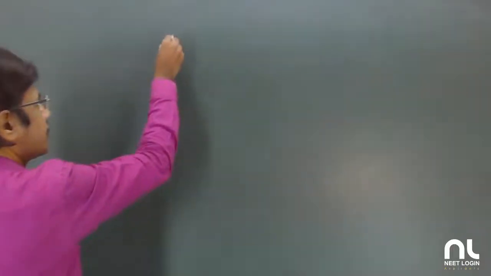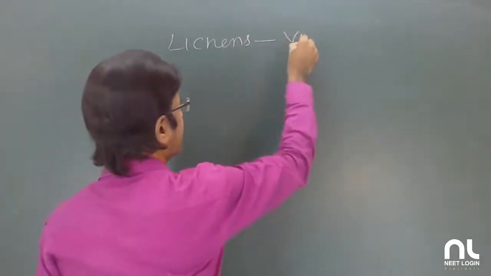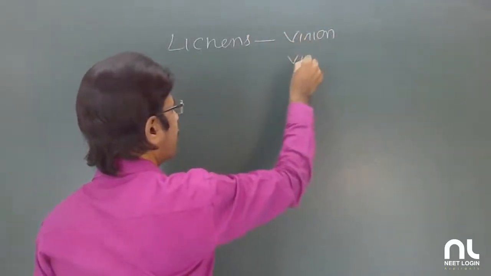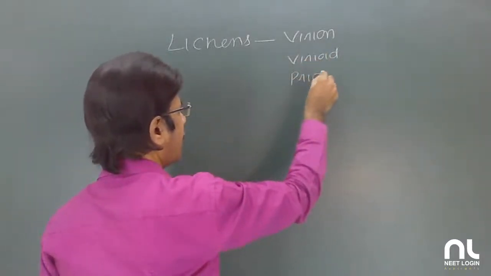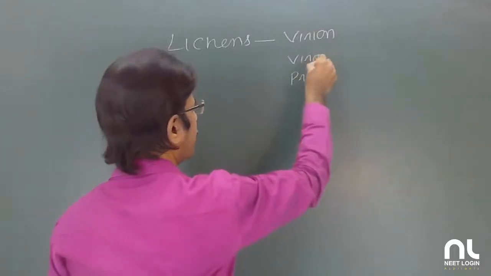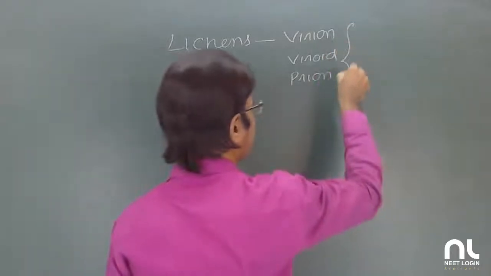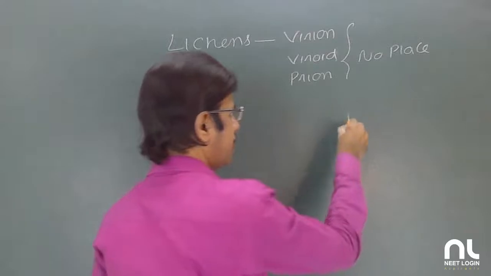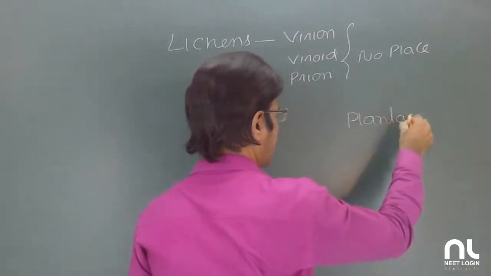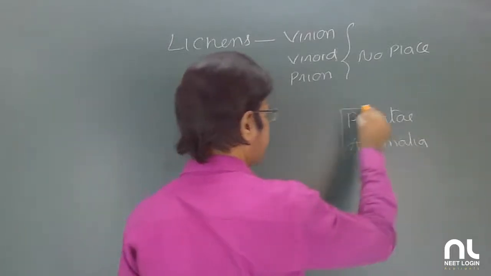So, in the case of biological classification, lichens, virions, and viroids are not placed in the Whittaker system. And before that, Plantae and Animalia.